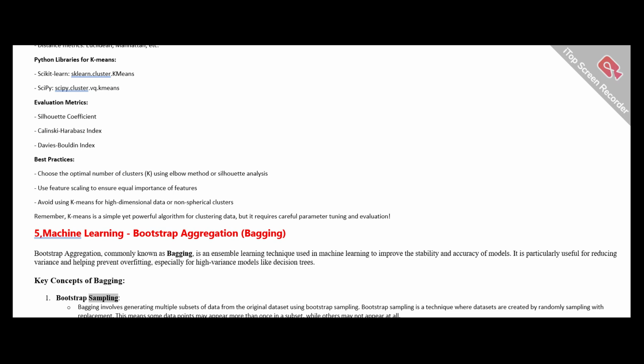Bootstrap sampling. Bagging involves generating multiple subsets of data from the original dataset using bootstrap sampling. Bootstrap sampling is a technique where datasets are created by randomly sampling with replacement. This means some data points may appear more than once in a subset, while others may not appear at all.